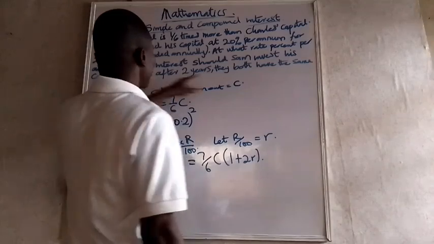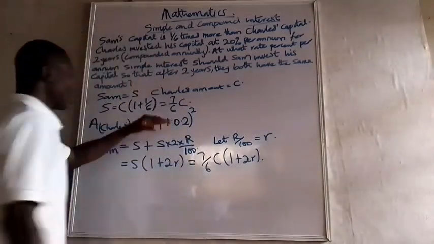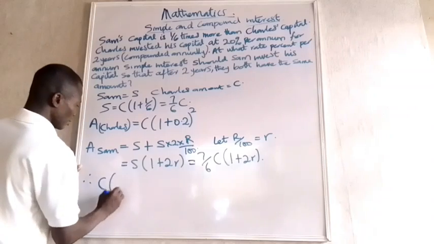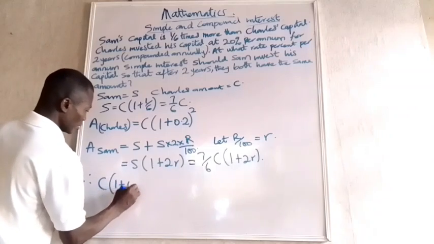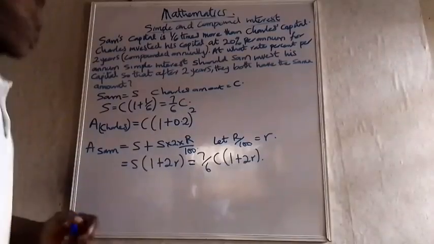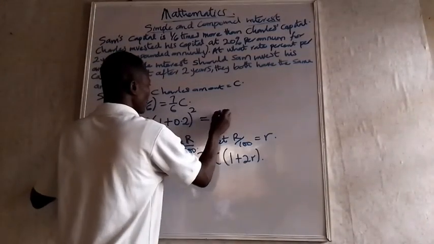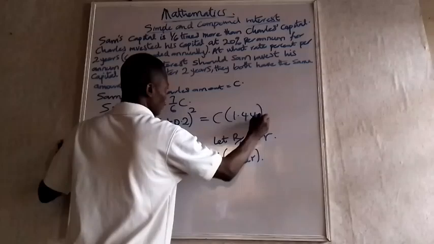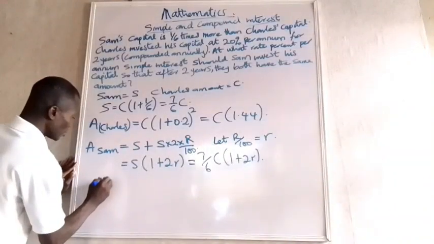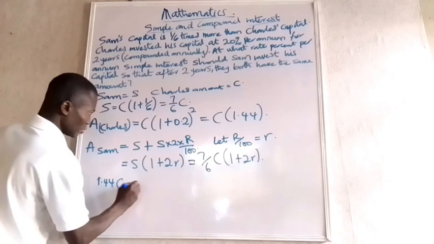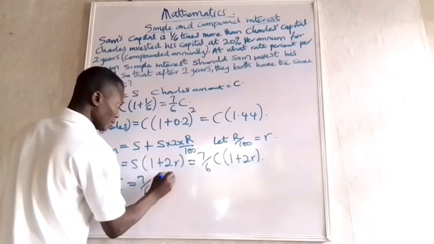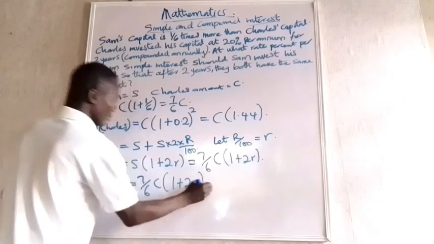So that after 2 years the amount will be the same, we are going to equate this one and this one. Therefore, C into 1 plus 0.2 squared. Before I continue, let me expand this. It's going to be C into 1.44. So 1.44C will be equal to 7 over 6 C into 1 plus 2r.